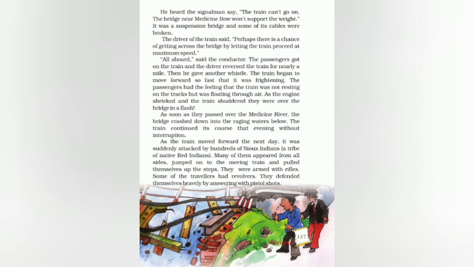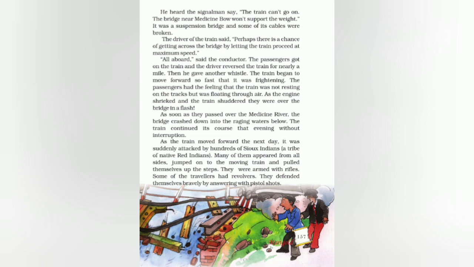The passengers got on the train and the driver reversed the train for nearly a mile. And then he gave a whistle and the train began to run so fast that everybody was frightened. And it felt as if the train wasn't running on the tracks, rather it was floating through the air. And then the engine made a very loud sound. It shrieked and the train shook and they were over the bridge in a flash. In a single moment, they could cross the bridge.